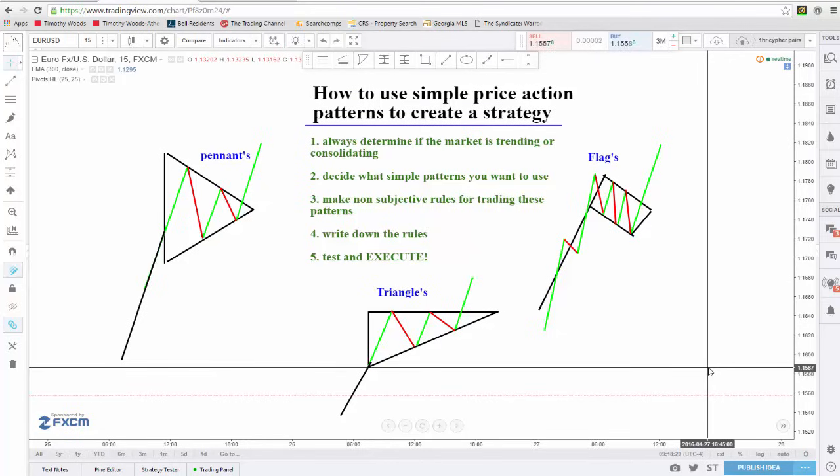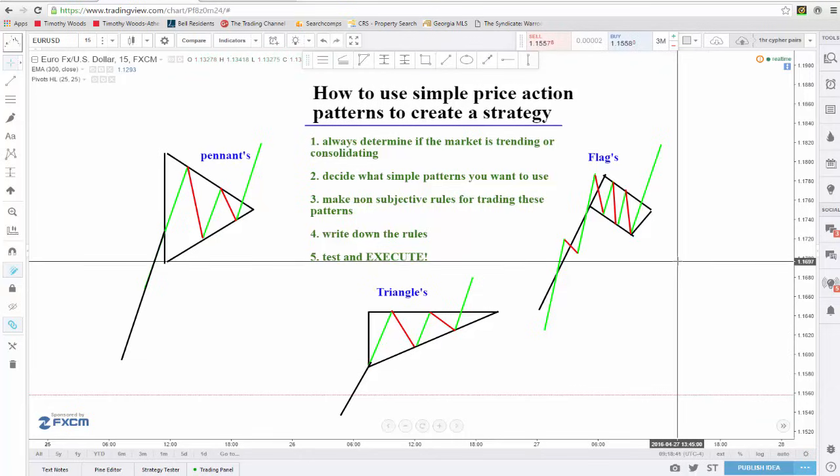Hey everyone, Steven here with the Trading Channel, and in today's video, as you can tell from my awesome drawings of flags, triangles, and pennants, we are going to discuss how you can use these simple price action patterns to create a strategy of your own that you can use in the Forex markets.